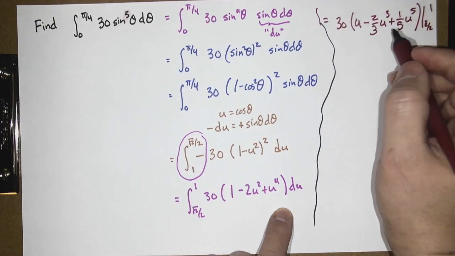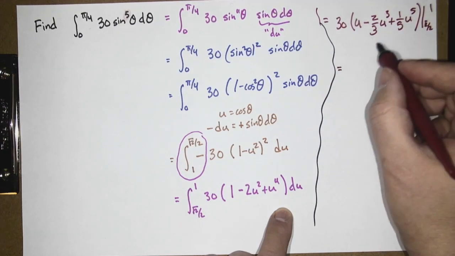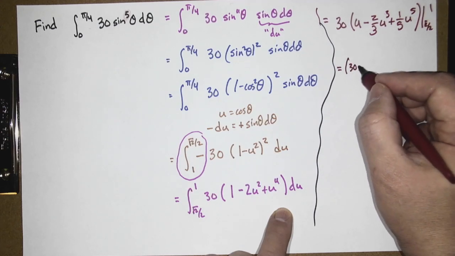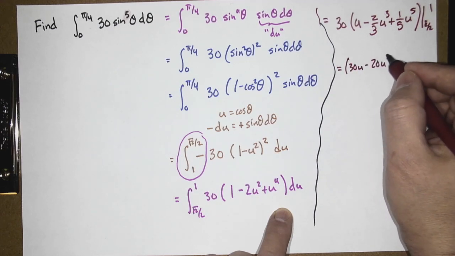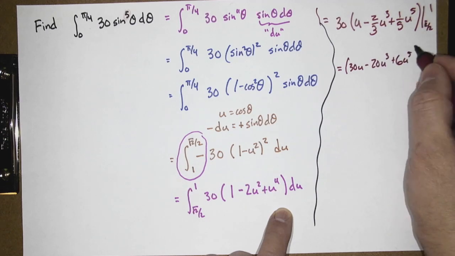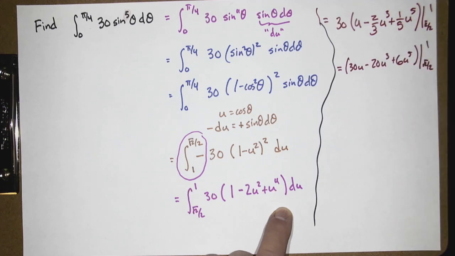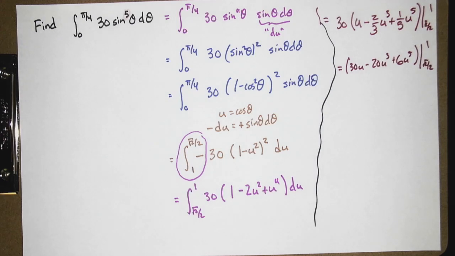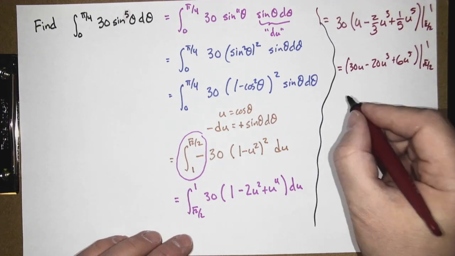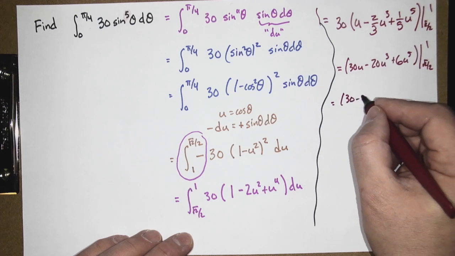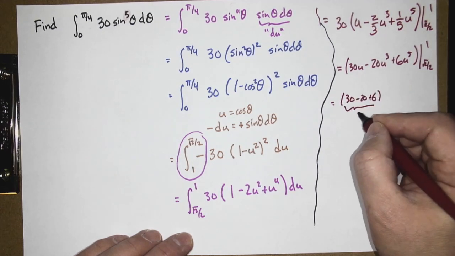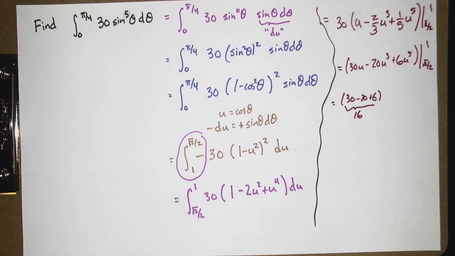Now, if you multiply the 30 through, I mean, it's suspicious that we have a 30 here. We get 30u minus 20u cubed plus 6u to the 5th. Evaluate from root 2 over 2 to 1. Okay, so we plug in 1. 1 is pretty quick to plug in. What do you get when you plug in 1? Well, you just get the coefficients, 30 minus 20 plus 6, which is 16. So we like 1. I mean, we prefer 0, but we like 1.